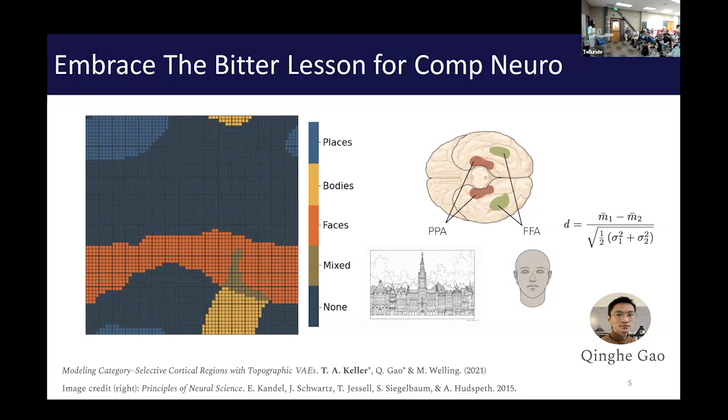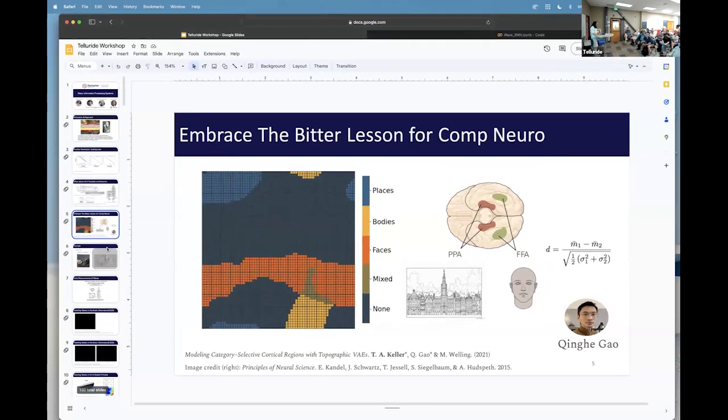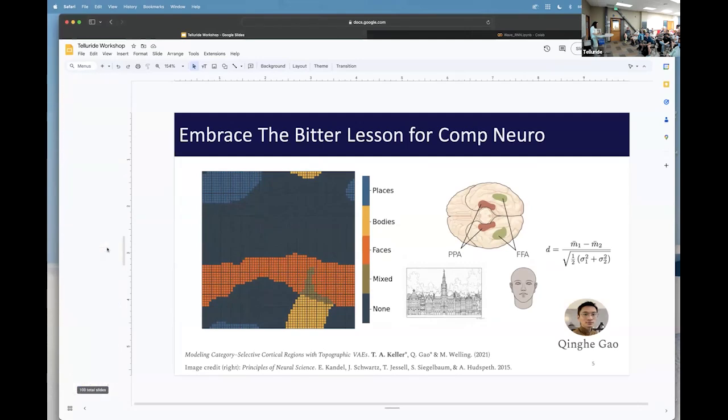Sorry, but how robust is this? If you train like 100 VAEs, do you get the same map every time? It has a little bit of a permutation to it, but you get something roughly similar.